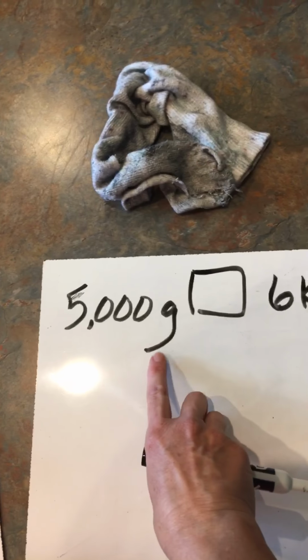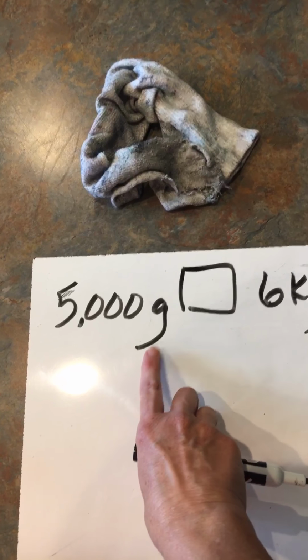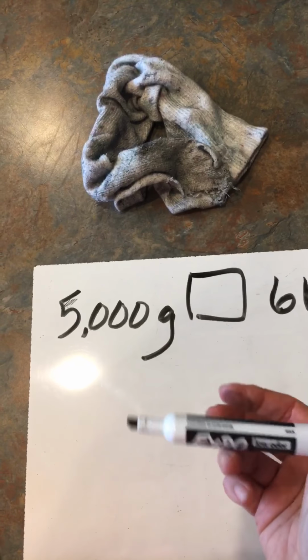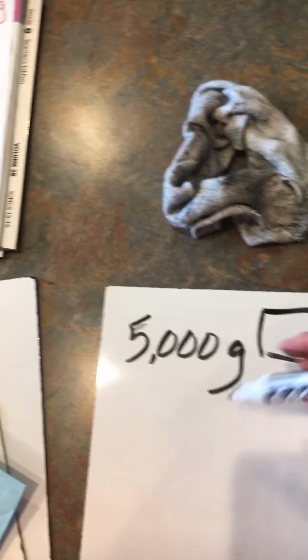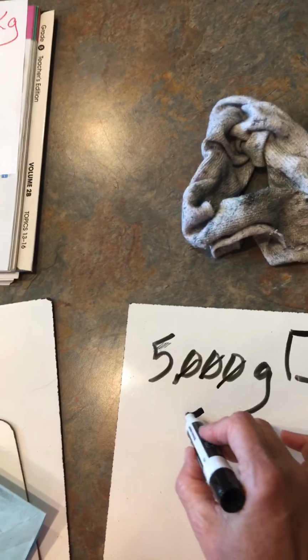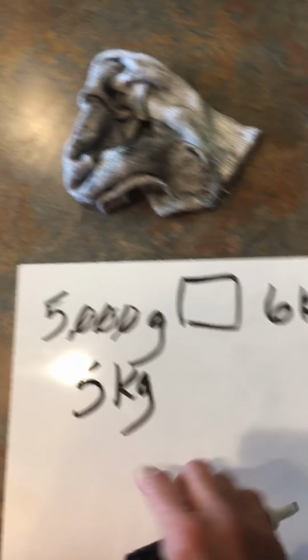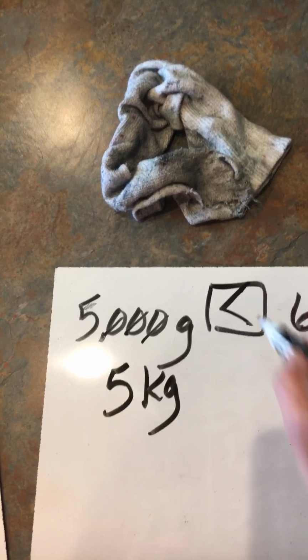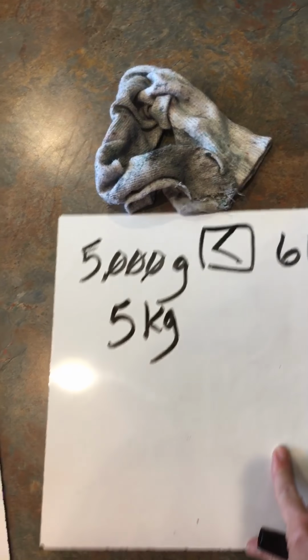I'm going to change this to kilograms because I know it takes 1,000 grams to make 1 kilogram. So if I have 5,000 of those, I'm going to divide by 1,000. So this is the same as 5 kilograms. That's 6 kilograms. That means that measurement is larger.